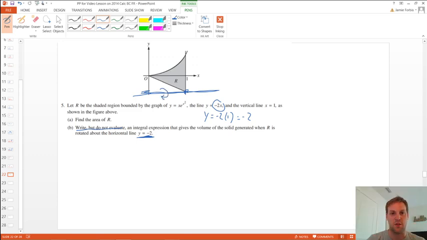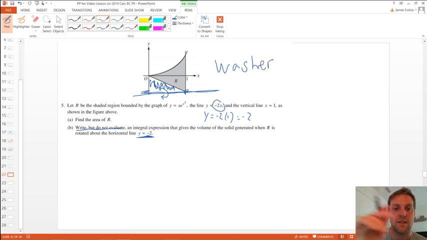Try to visualize what that three-dimensional figure looks like. Most importantly, recognize that there's going to be this big old gap right here. Okay, so if that's the case, then this is the washer method, because we're going to have that hollow area in the function as it's being rotated. So with washer method, remember how this works.